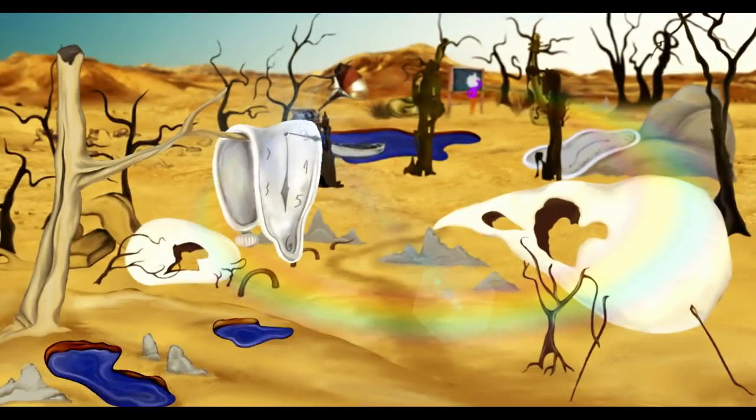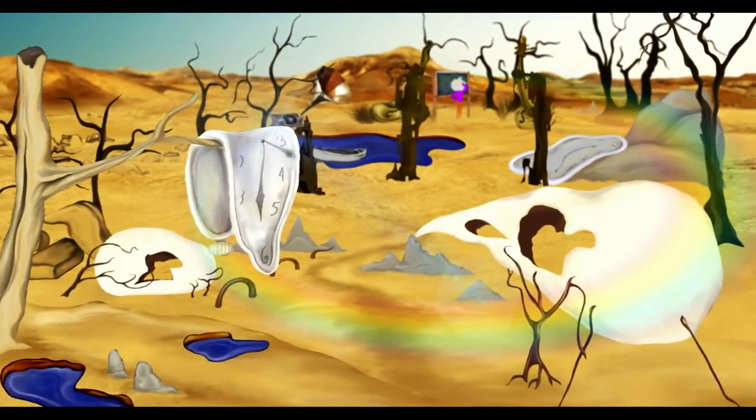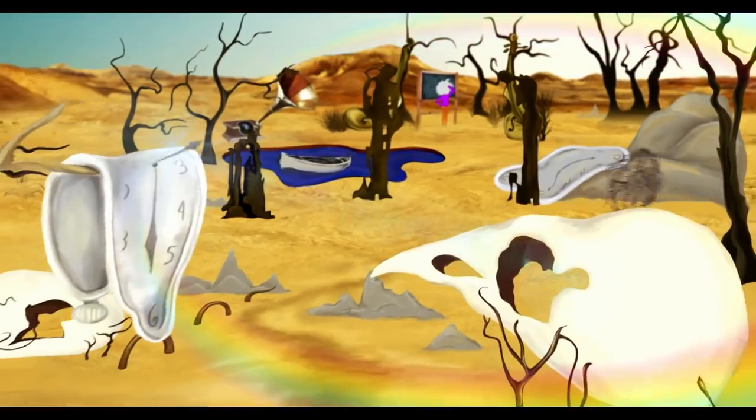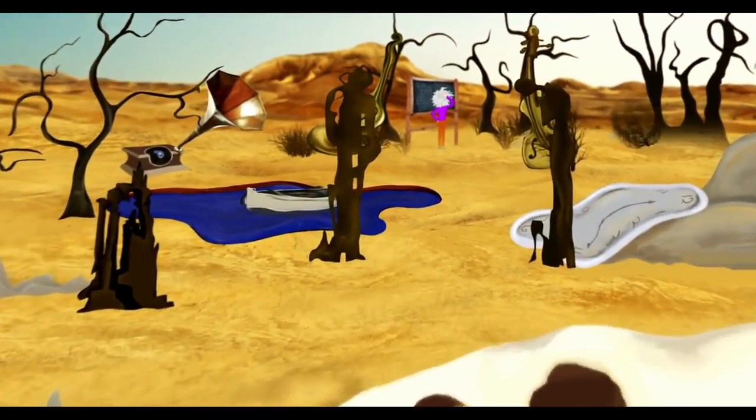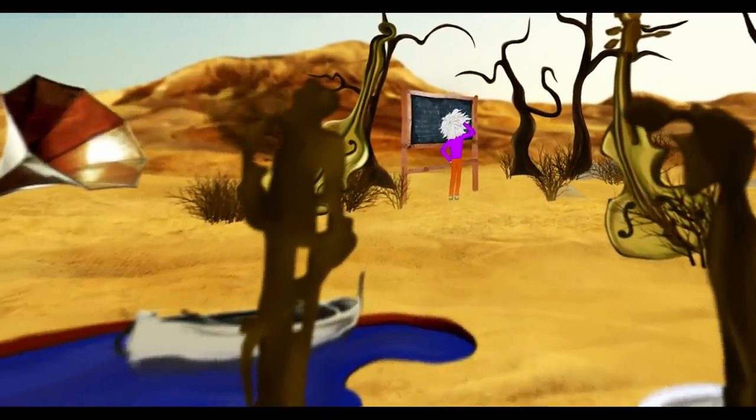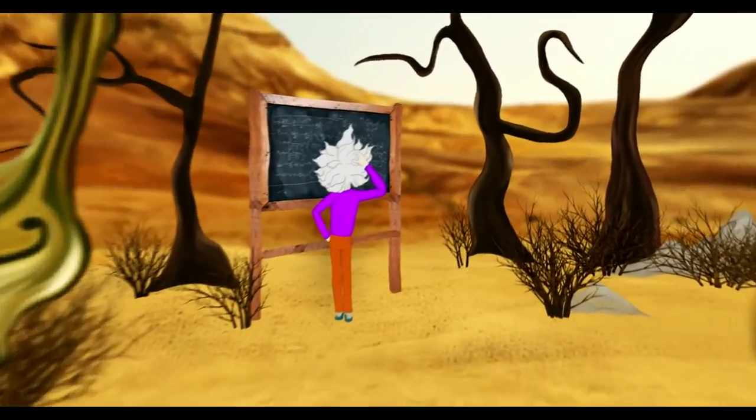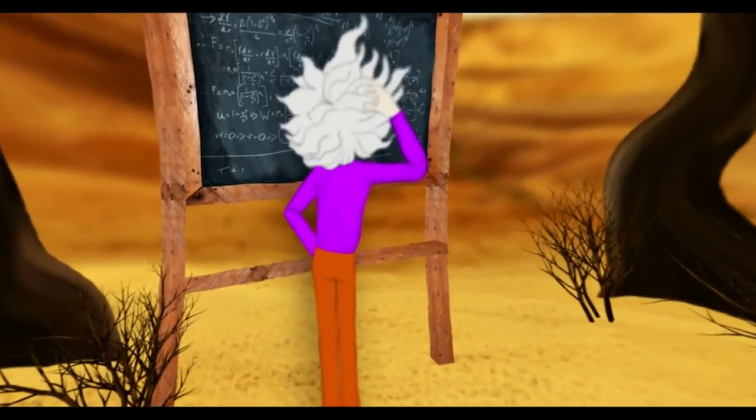So then the question is, which part of the past is influencing which part of the future and vice versa? And the answer is, all time is affecting all time, all the time.